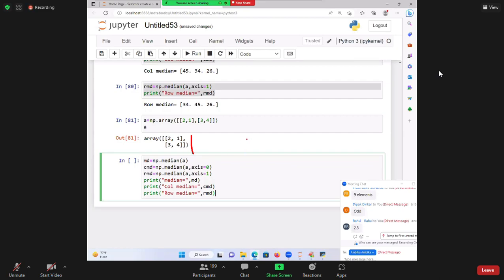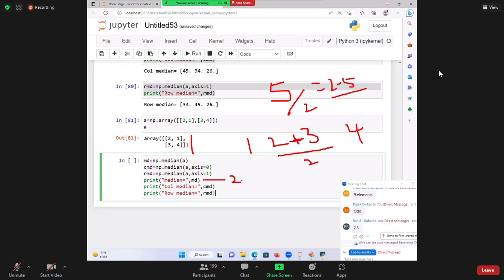That means you put them in sorted order: 1, 2, 3, 4. Number of elements is even. So what are the center elements? Neither 2 center nor 3 center, so 2 plus 3 by 2 you need to take. What is it? 5 by 2, which is 2.5. That is the median now. If the number of numbers is even, select the 2 center elements, add them and then divide by 2.